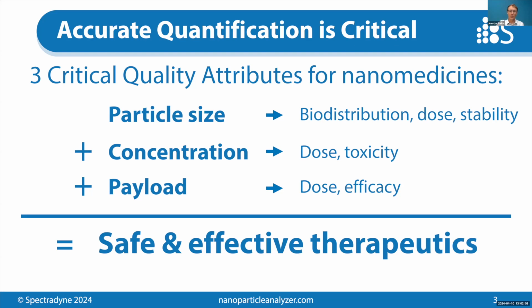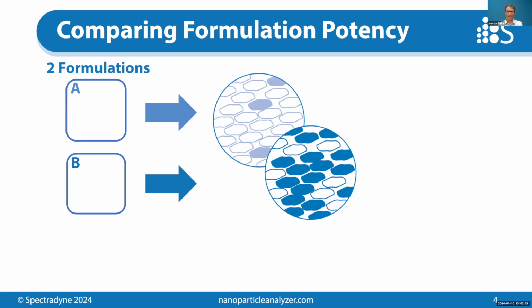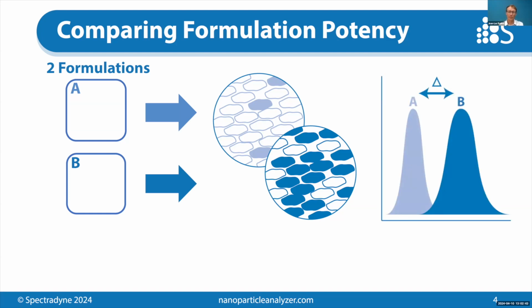I'd like to illustrate the importance of these three CQAs in a canonical example. In this example, what we're trying to do is compare the potency of two formulations, A and B. The way this is typically done is the formulations are applied to a test system. Here we're illustrating this with a tissue culture example. Formulation A turns some of the cells fluorescent, and formulation B turns a lot more of them fluorescent. And we measure that using some readout, like flow cytometry maybe, for the cells to determine the number of fluorescent cells that came out.